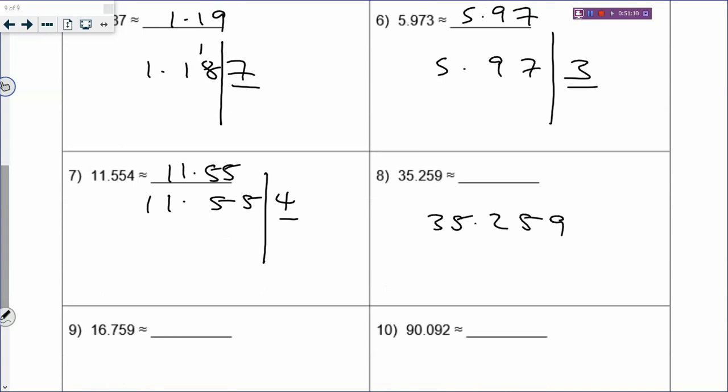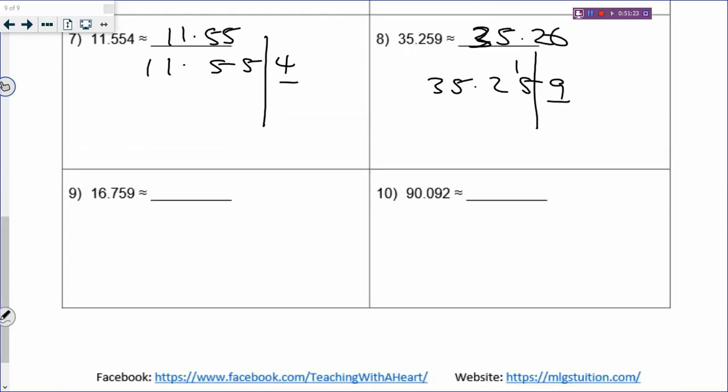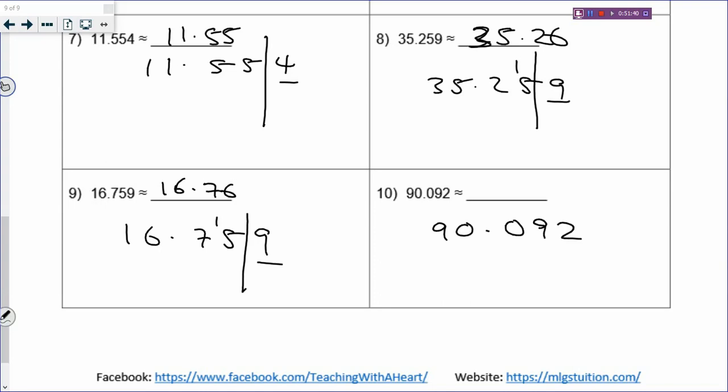35.259. Everybody should know how to do this already. So draw a line. Is 9 5 and bigger? Yes, add 1. So 35.26. And the last two. 16.759, you draw a line and look at the digit 9. Is it 5 and bigger? So 16.76. And the last one, 90.092. What is your nearest two decimal places? So draw a line. Is it 5 and bigger? No. So 90.09.